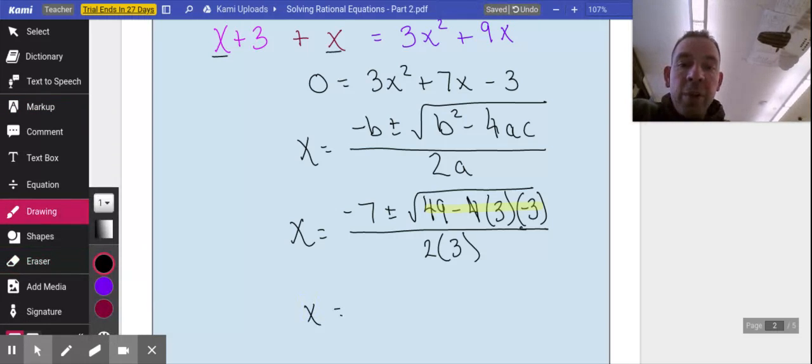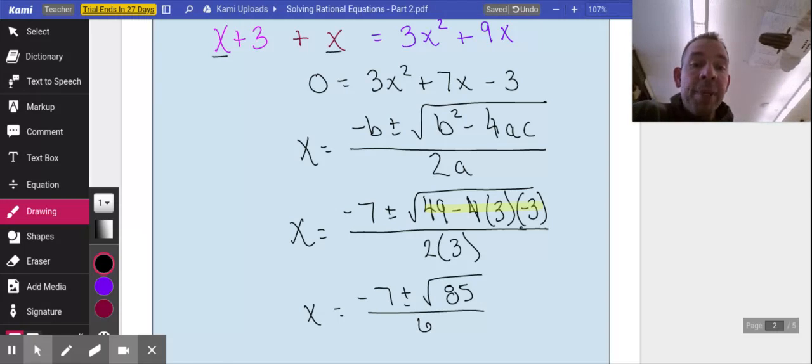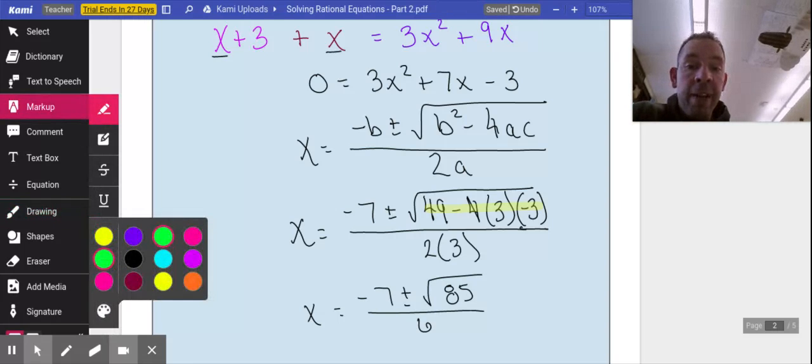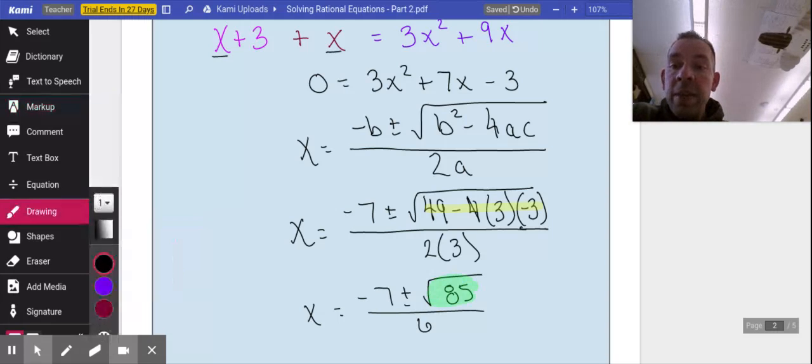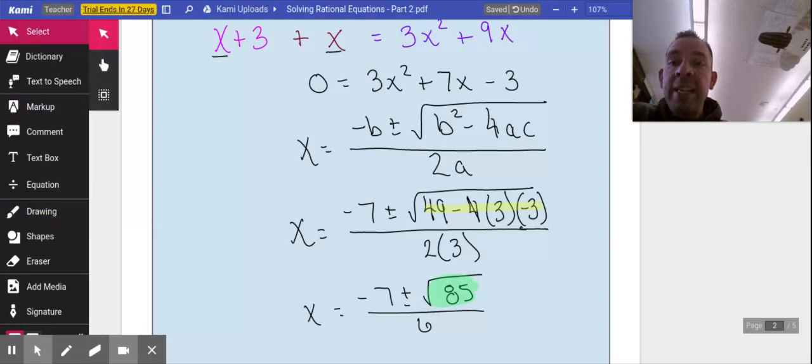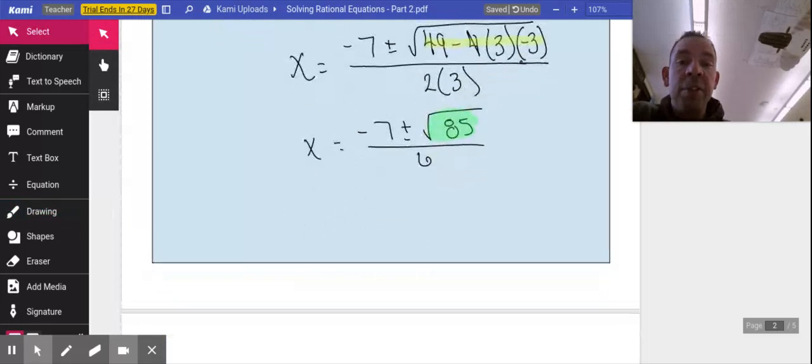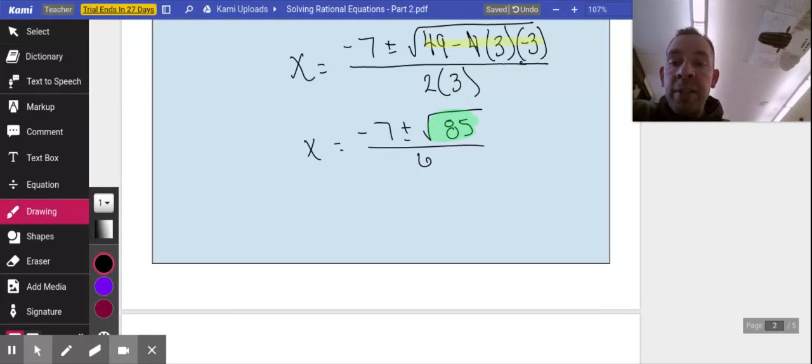All right. So underneath the radical, see if you're getting the same thing. I got 85 underneath the radical there when I did 49 minus 4 times 3 times -3. Now, a lot of times we'd get to this point and we would try to simplify the square root of 85, wouldn't we? Okay. The good news in this particular case is we don't even have to entertain that thought because we're trying to solve to the nearest tenth. So what I'm going to do is grab my calculator.